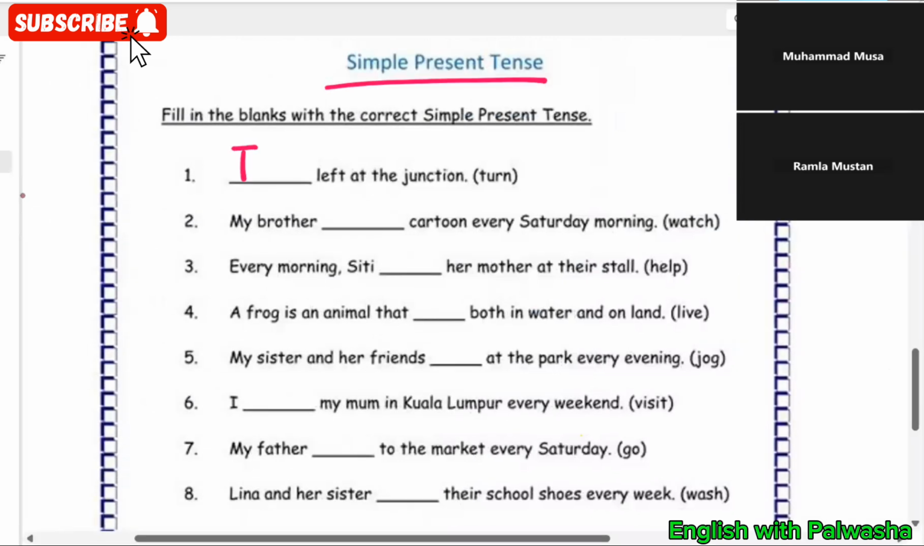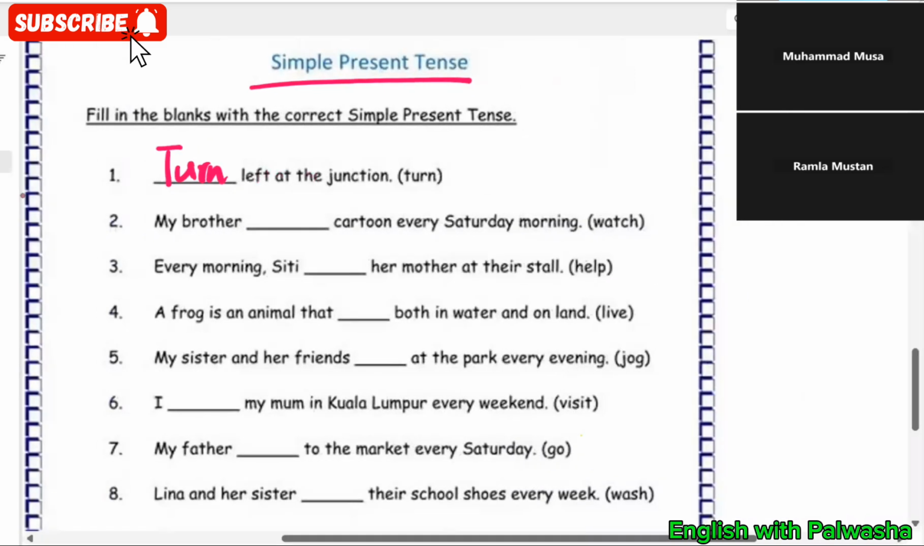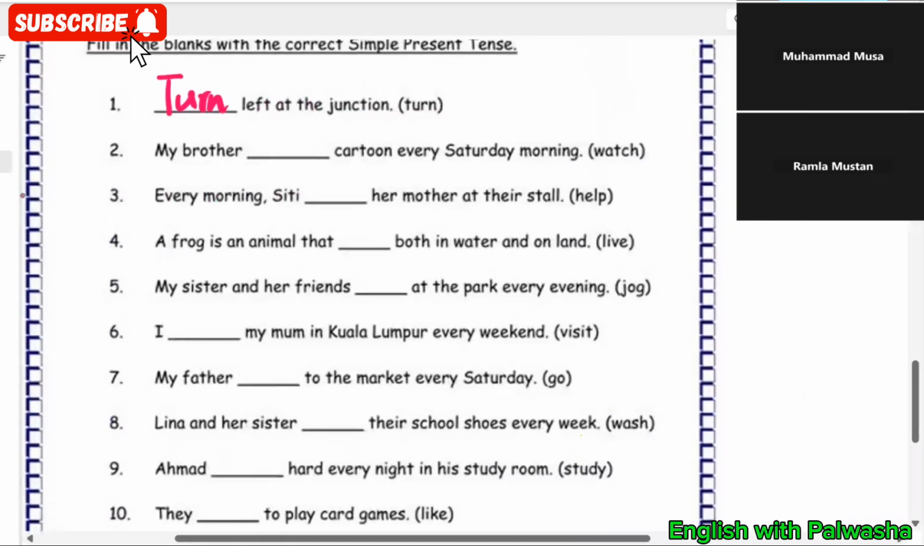Turn left at the junction. It will be only turn, because there is no subject mentioned here. We just have to write turn left at the junction. It's just an instruction we need to follow, right? Turn left at the junction.